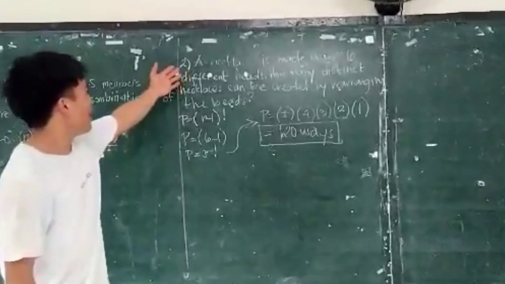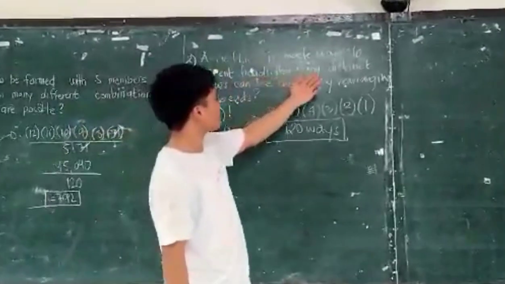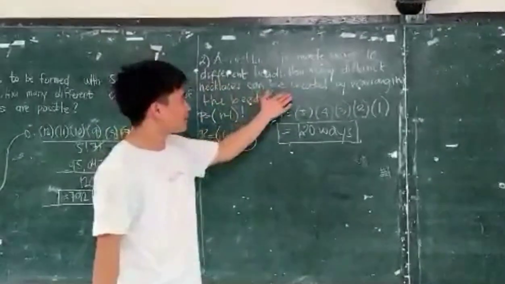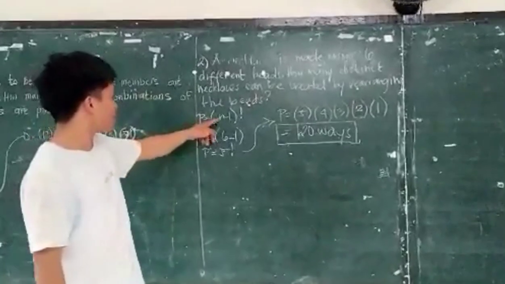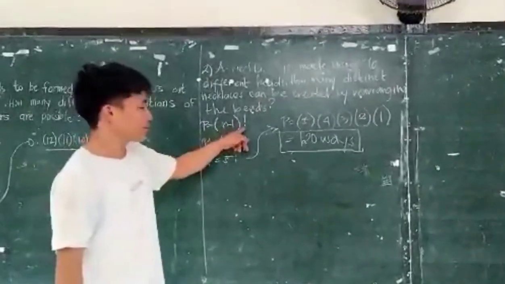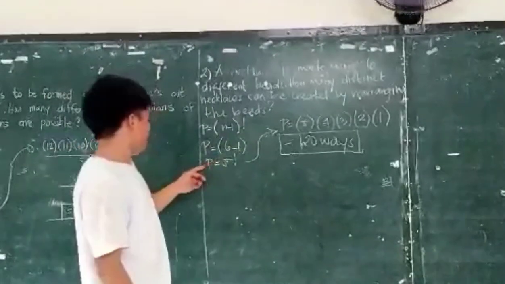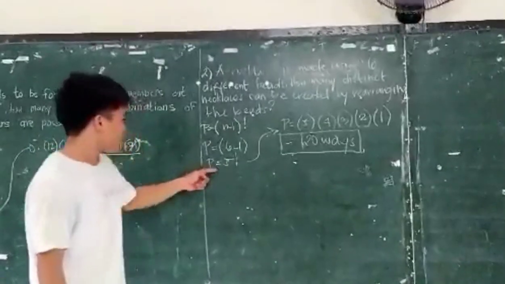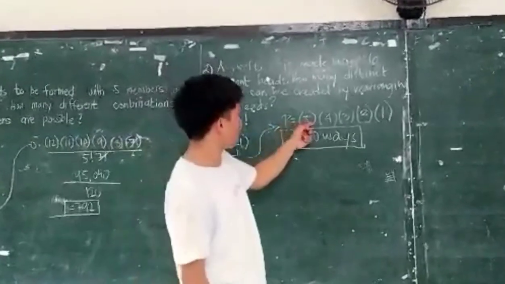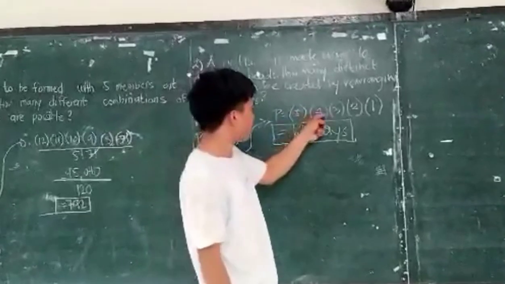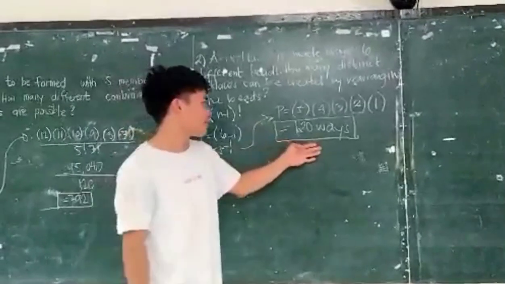Problem number 2. A necklace is made using 6 different beads. How many distinct necklaces can be created by rearranging the beads? P equals n minus 1 factorial, and P equals 6 minus 1 factorial. P equals 5 factorial. P equals 5 times 4 times 3 times 2 times 1 equals 120 ways.